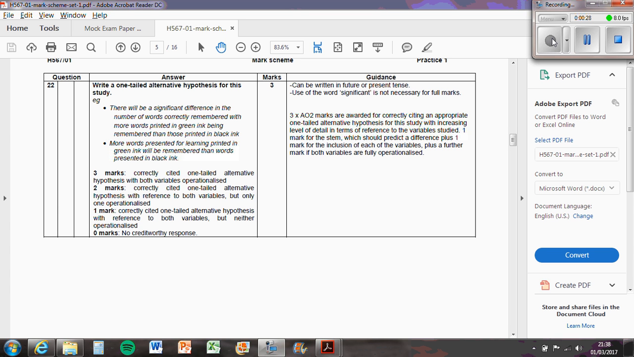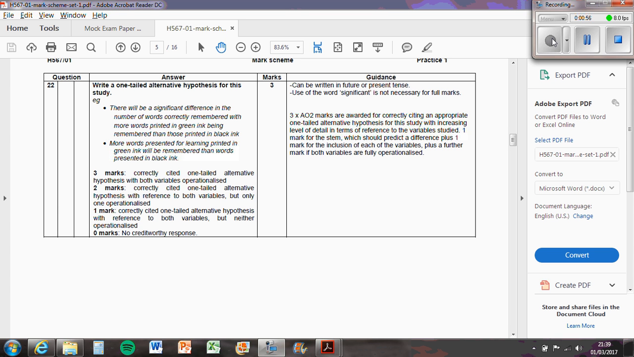It's got here that the use of the word significant is not necessary for full marks. I'd be careful with that one because sometimes they don't put that on the guidance section of the mark scheme, so some examiners might not realise that and maybe discredit you. Sometimes it gets picked up, sometimes it doesn't. So just make sure that you put it in anywhere. So the word significant really should be in there, because you said it will be a significant difference and not a difference because of chance.